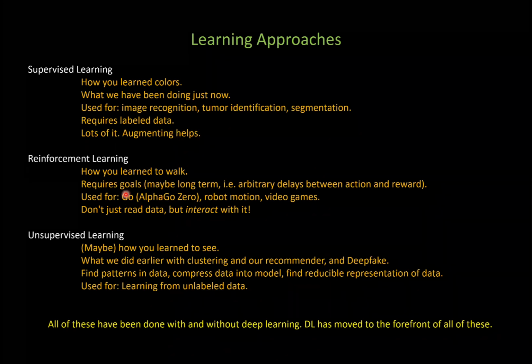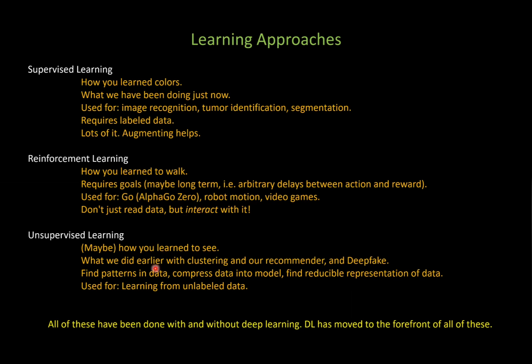But there's also other ways of looking at learning. Reinforcement learning, which is how you learn to walk. You stumbled around, you eventually learn how to get your limbs under you and walk. This requires more thinking about long-term goals. Your cost function becomes a little bit harder because you've got delays between your action and reward. But this is an important category of stuff. It's how AlphaGo and robot motion and video game learners learn to work. They're basically interacting with the data, not just looking at it statically.